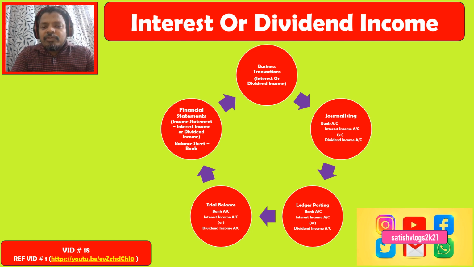With this, I hope the viewers are able to understand what this interest or dividend income is all about, in which circumstances the interest or dividend income would get generated, what are the journal entries which are supposed to be posted, and how these incomes are supposed to get reported in the financial statements.